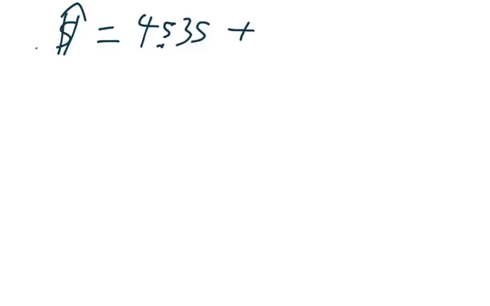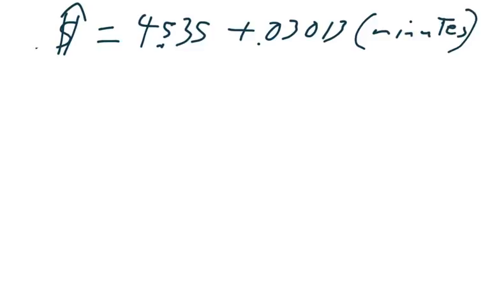4.535 plus 0.03013 times minutes, because minutes is the x value and money is the y value, so maybe I should change this to be tips.